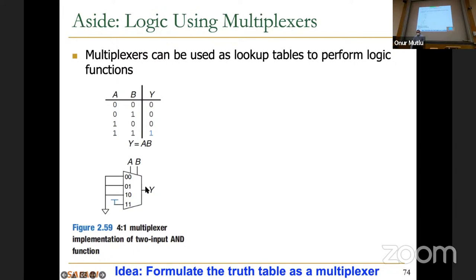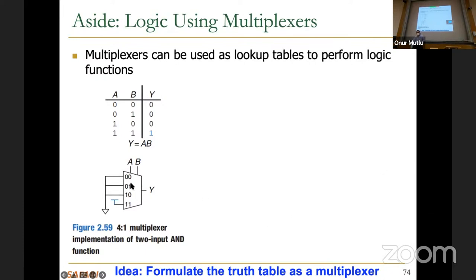And this is a multiplexer implementation of it, a 4-to-1 multiplexer. Now, what does this mean? Basically, Y is equal to 1 only if the inputs A and B are 1. You're using A and B as select lines, and you're wiring all possible combinations of A and B. Remember, you have two select lines, meaning you have 2 to the 2 data lines. You're representing essentially the truth table as a multiplexer over here.